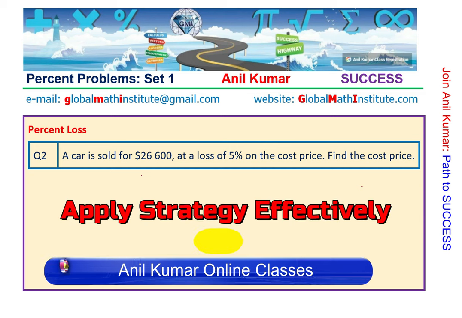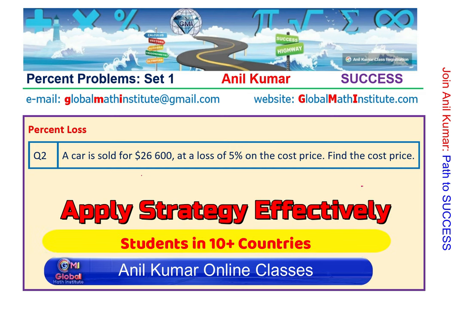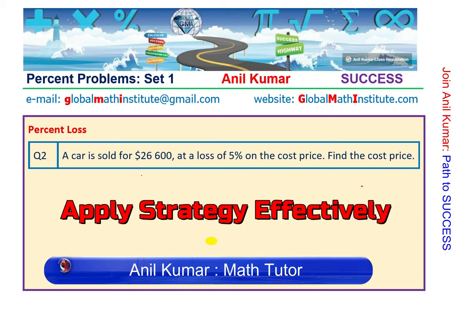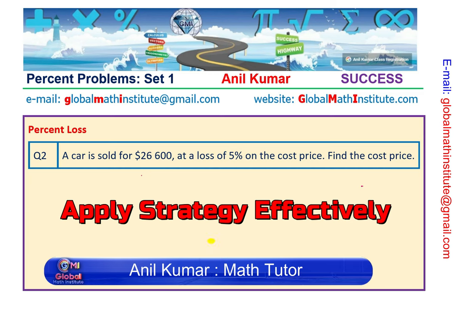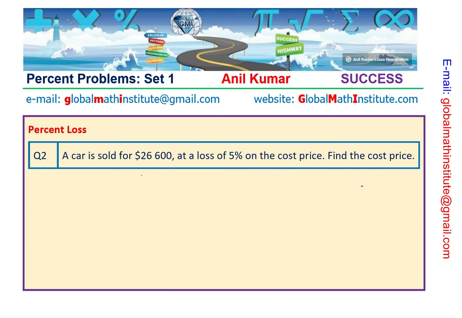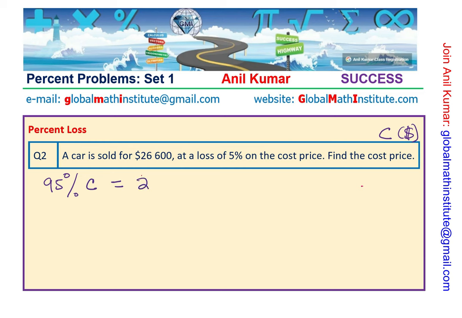Now, here is the second question, which is a car is sold for $26,600 at a loss of 5% on the cost price. Find the cost price. So we'll keep the cost price as C, right? In dollars. Perfect. Not an issue. Now, when you sell it at 5% loss, means out of that 100, you got only 95, right? So that means 95% of cost is actually equal to 26,600. Makes sense? Correct?